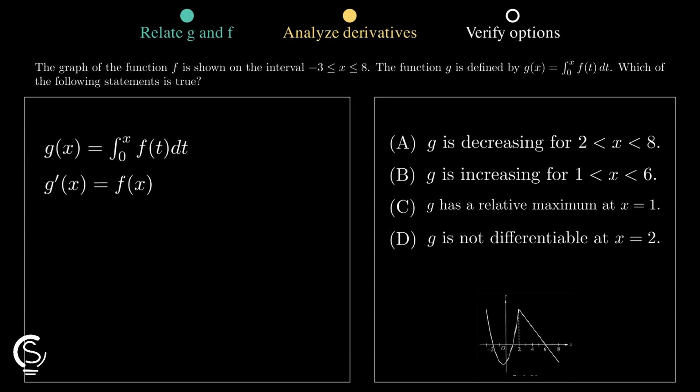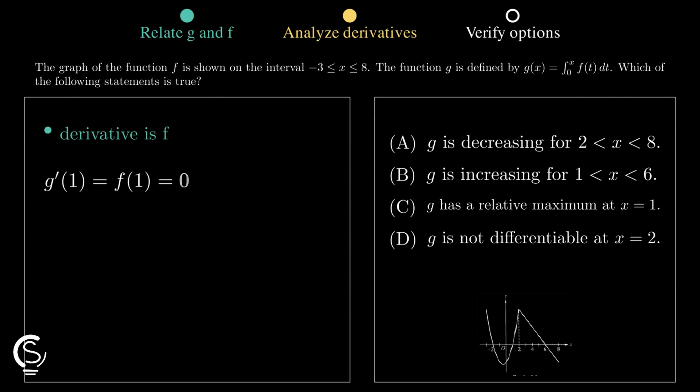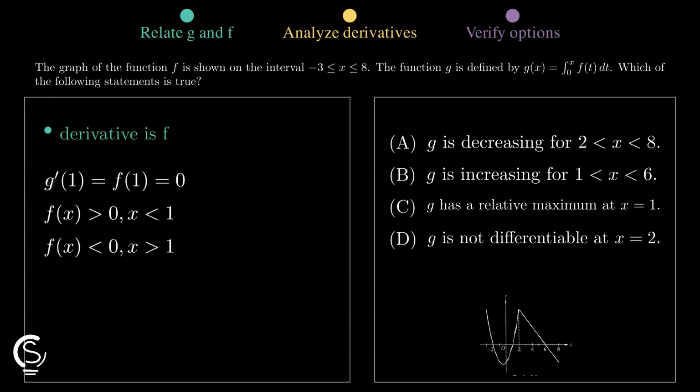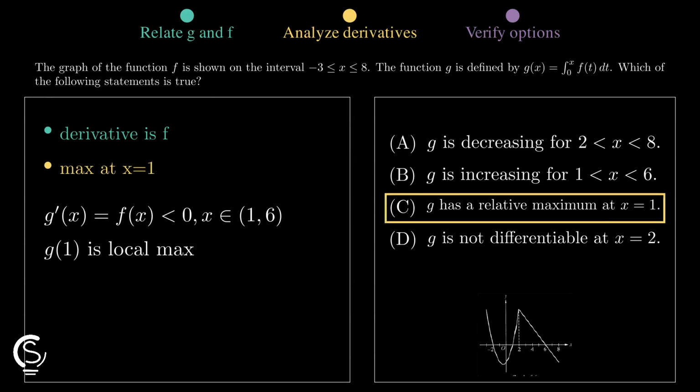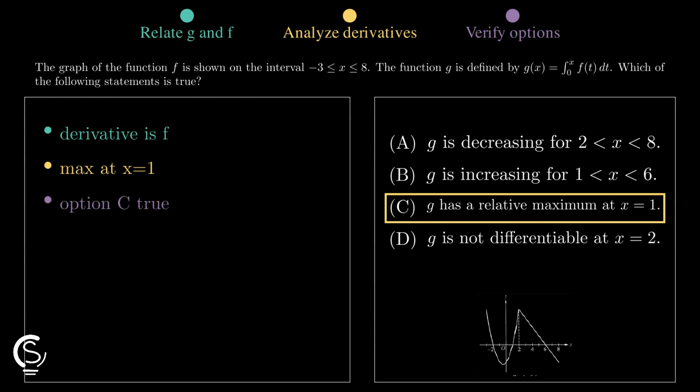A relative maximum occurs where g prime changes from positive to negative. Looking at the graph, f of x crosses the x-axis from positive to negative at x equals 1. Since g prime is negative for x greater than 1, g is decreasing there. Thus, only the statement about the relative maximum at x equals 1 is clearly true.